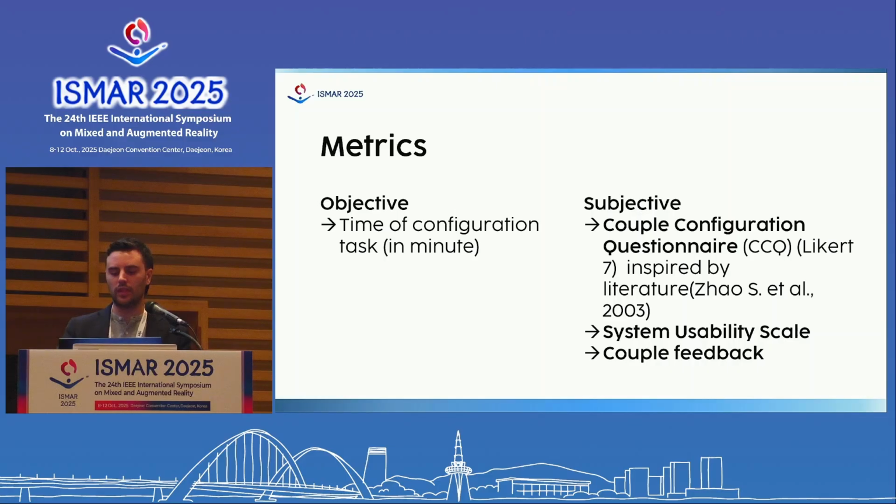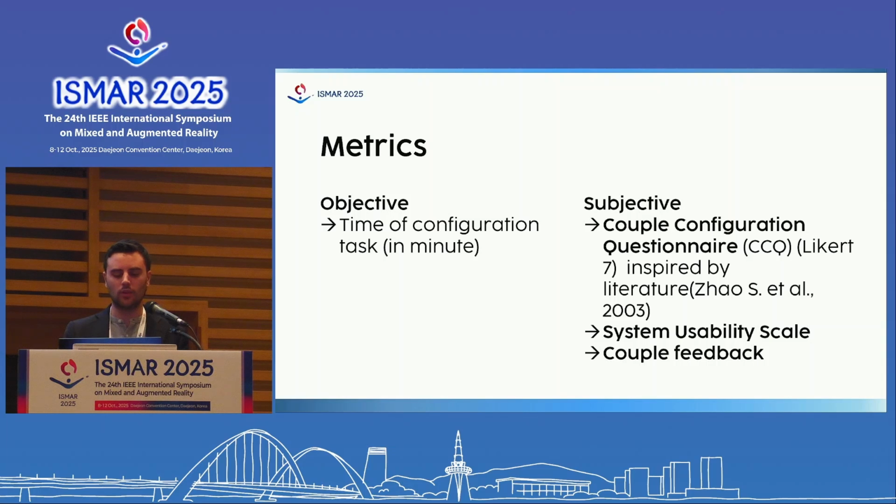For the experiment, we selected both objective and subjective metrics to evaluate the system. From the objective metrics, the task completion time, measuring how long each couple takes to configure the product. And from the subjective metrics, we used the couple configuration questionnaire, a custom questionnaire made from existing co-presence questionnaires that includes items like the configuration, and then the System Usability Scale to assess the perceived usability of MRCOCO.